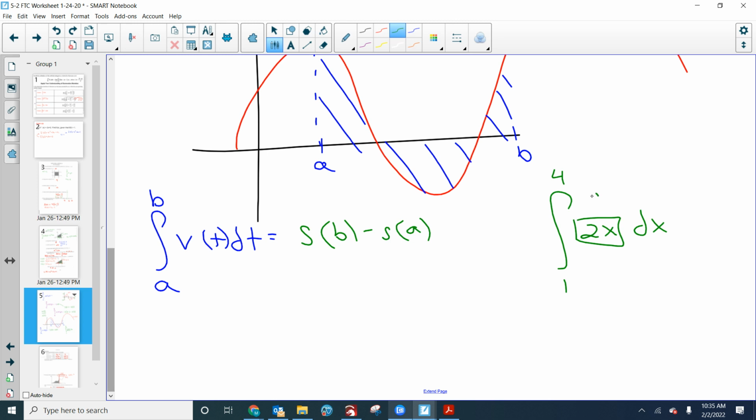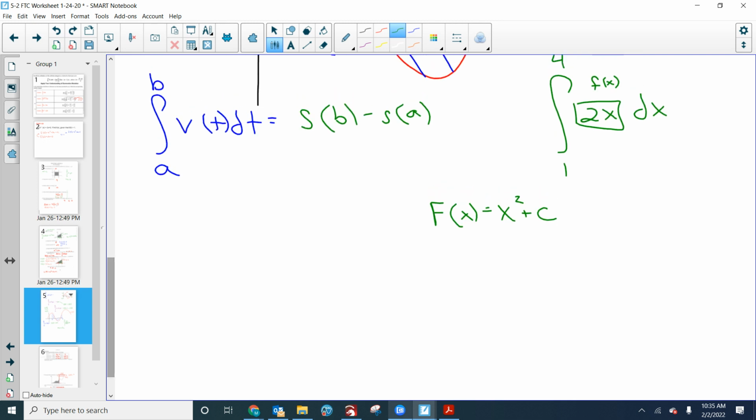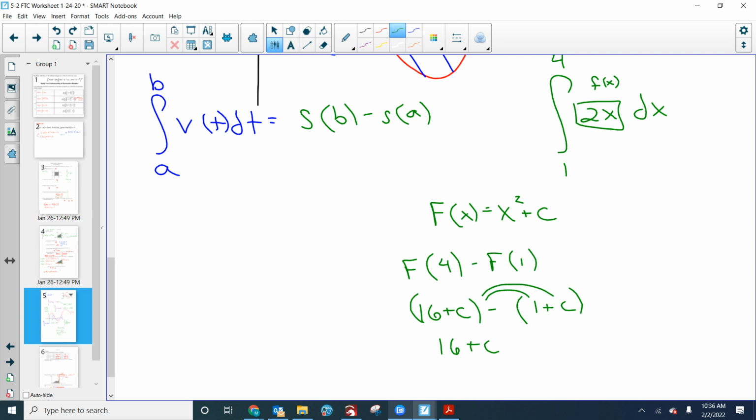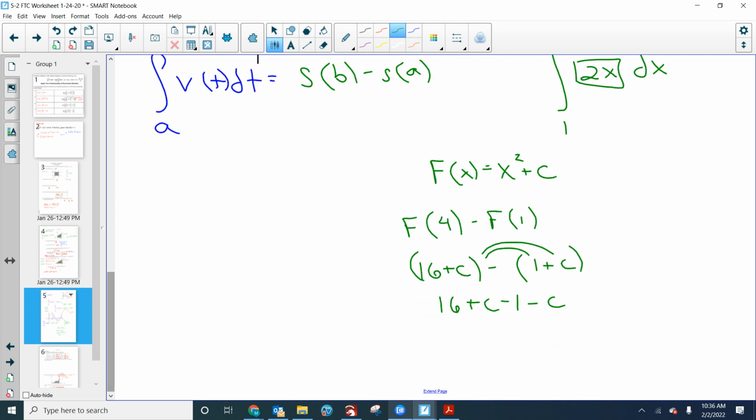x squared plus c. So if this is little f, then capital F is x squared plus c. And what did we decide we're going to do? Take the antiderivative, plug in 4, plug in 1, and subtract. Well, what's capital F of 4? 16 plus c. What's capital F of 1? 1 plus c. 16 plus c minus 1 minus c. What's the area? Using geometry? Using a trapezoid? No, using an antiderivative.